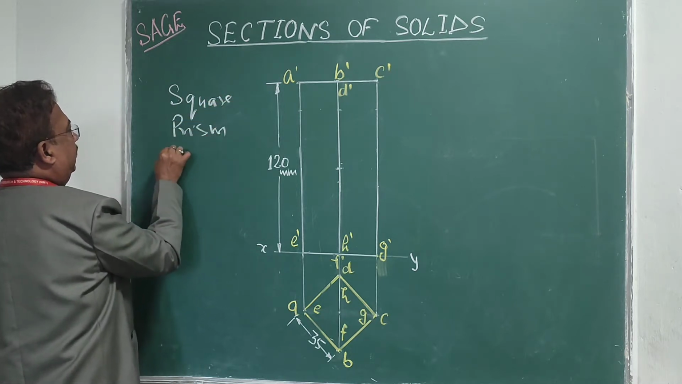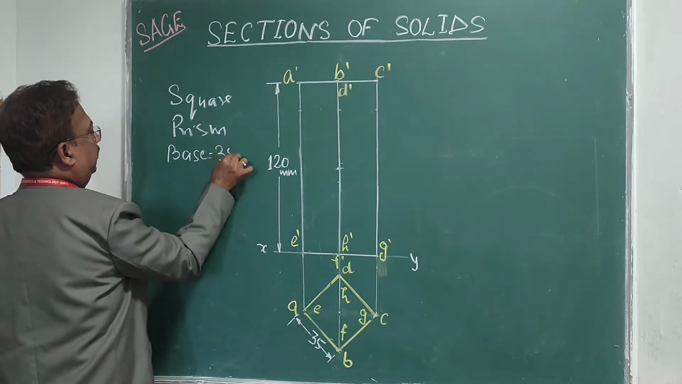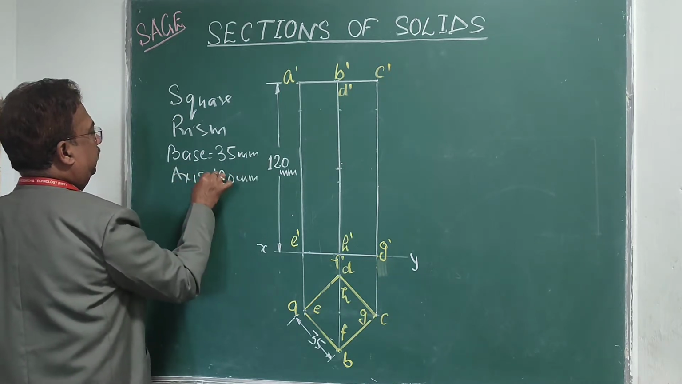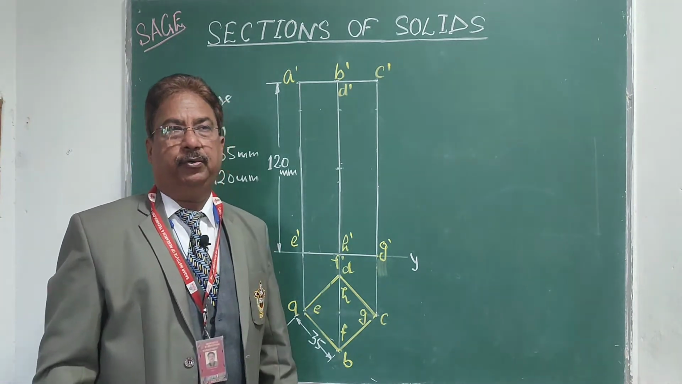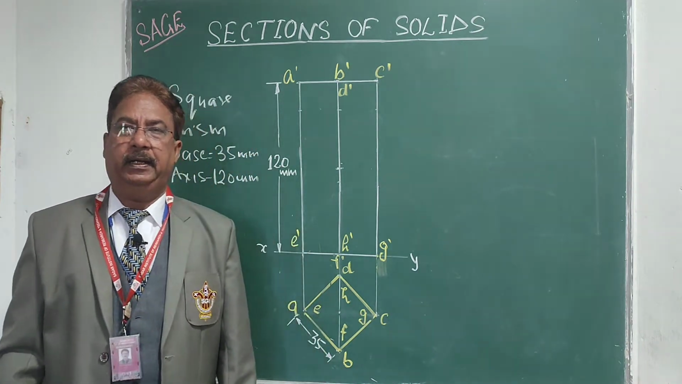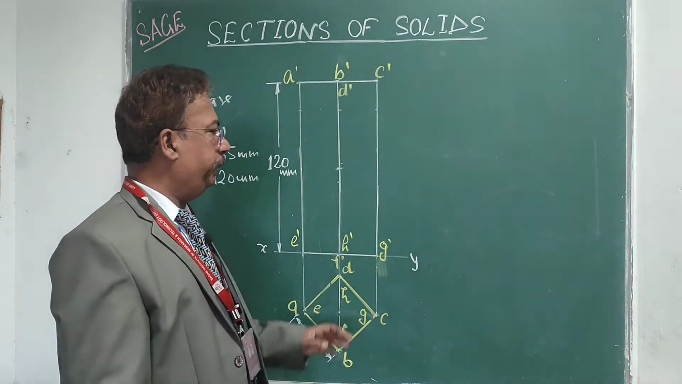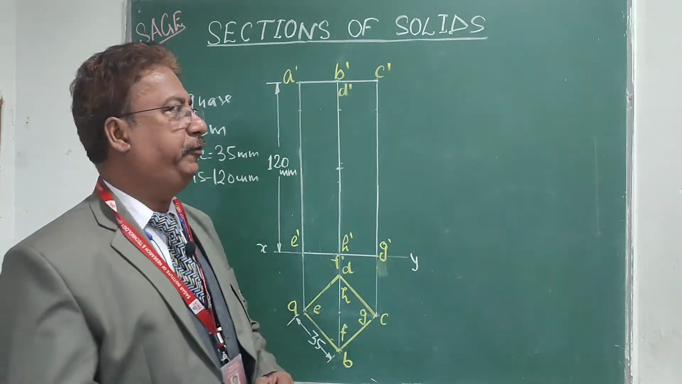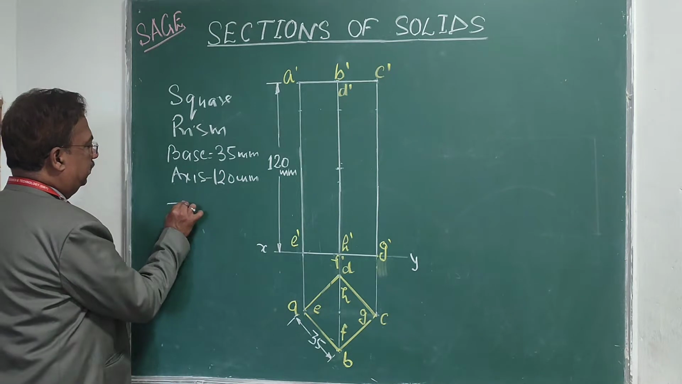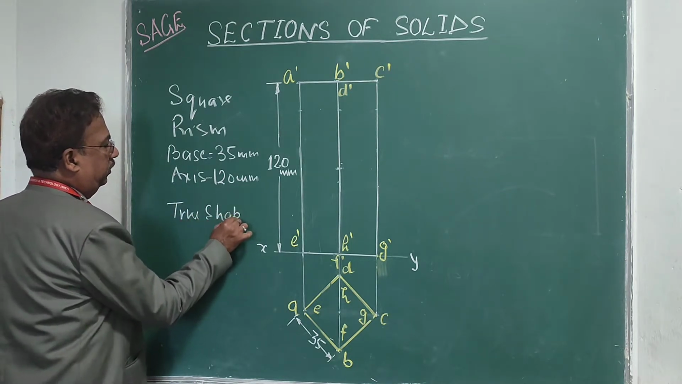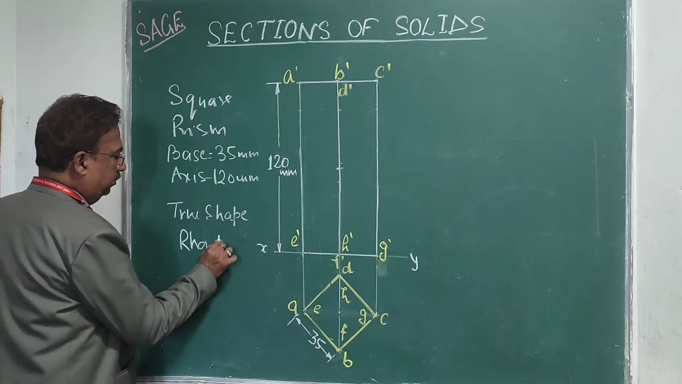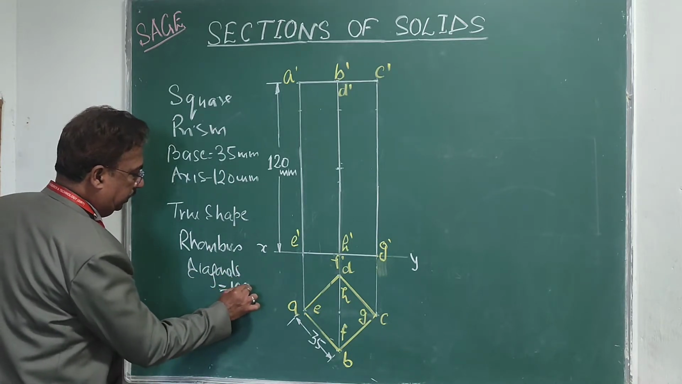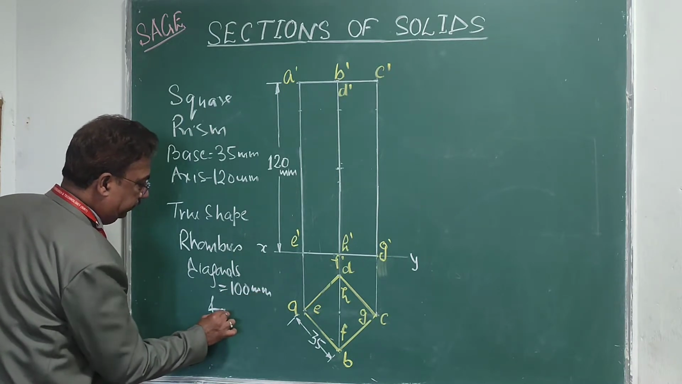Dimensions will be base side 35 mm and axis 120 mm, and we want to keep its base on the HP, and we want to cut this solid by an AIP in such a way that the true shape of the section will be a rhombus, a rhombus of diagonals 100 mm and 50 mm.